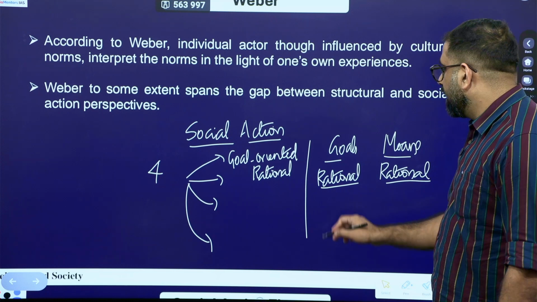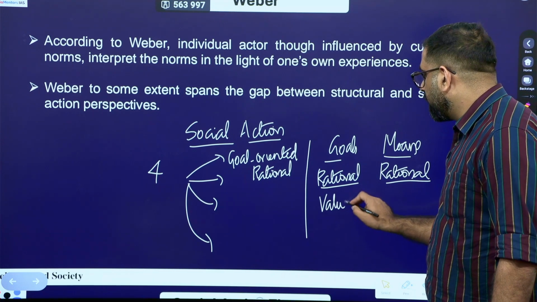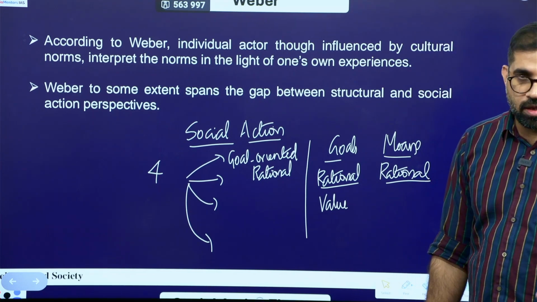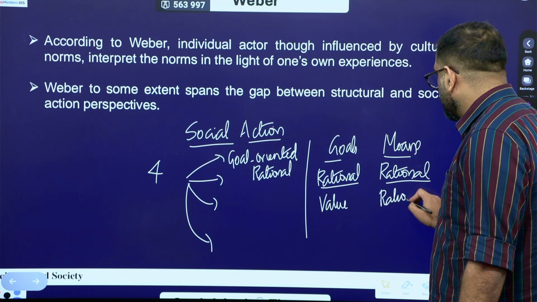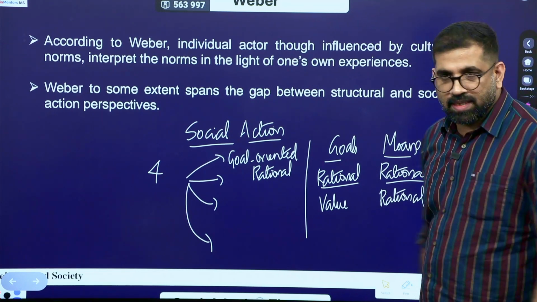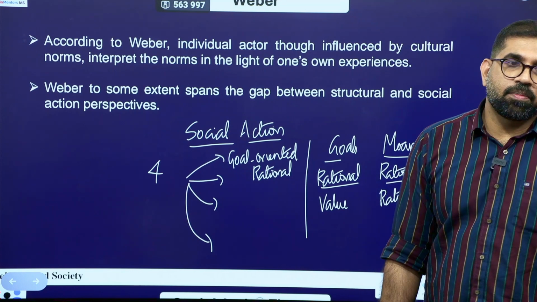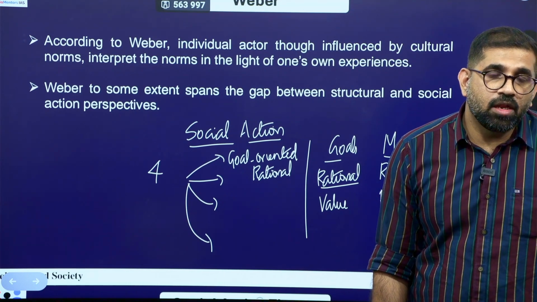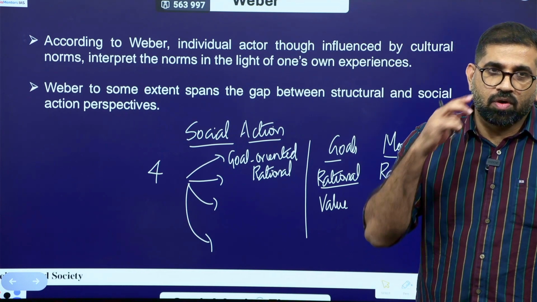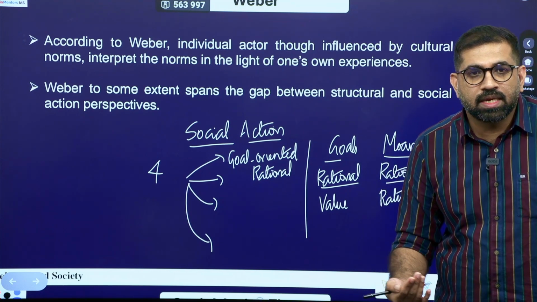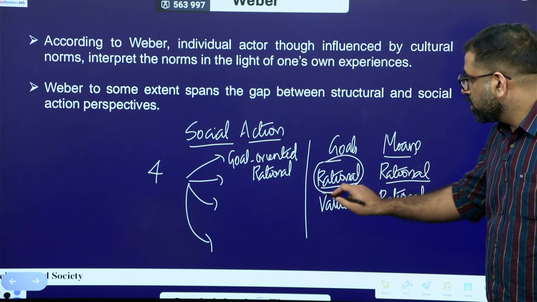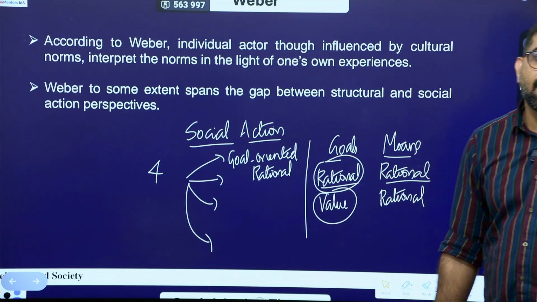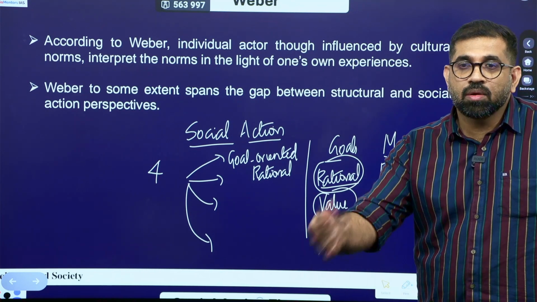Now, on the other hand, if a goal is selected by an actor based on values, but at the same time the means are on the basis of rationality, then we can say that these types of actions are value oriented rational actions. Now, what is the difference between goal oriented rational action and value oriented rational action? As I have already mentioned, it is based on the differences in how the actor is selecting the goal.